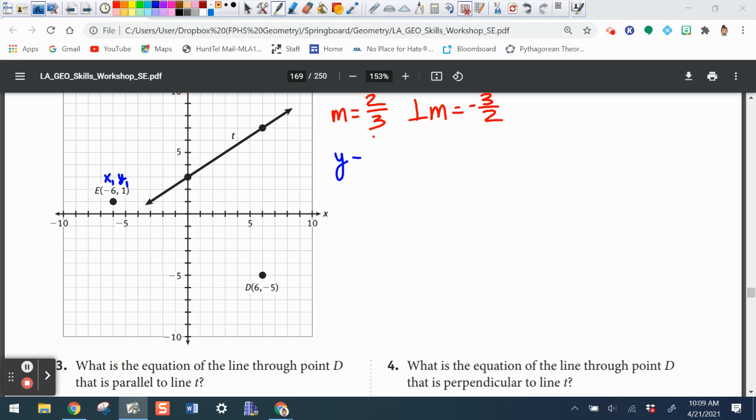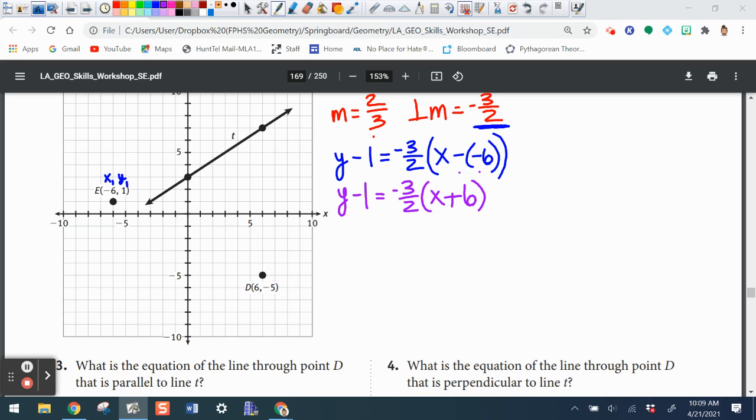So y minus y1, which is going to be 1, equal to, and now the only difference here is we're going to use our new slope. It's going to be -3/2 times x minus x1, which is -6. Just like on the last one, when we subtract a negative, I'm going to change that to addition. So that's going to be the only change here. And now I'm going to perform distributive property so I can simplify this right side. So I'm going to distribute this -3/2. -3/2 times x is -3/2 x.